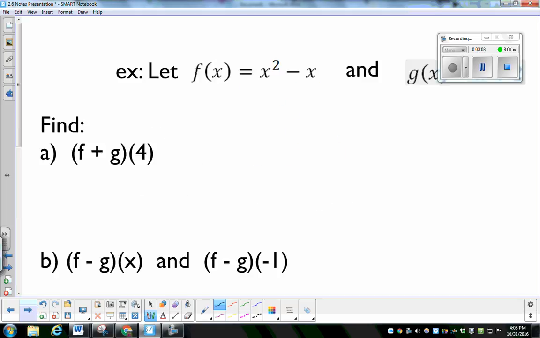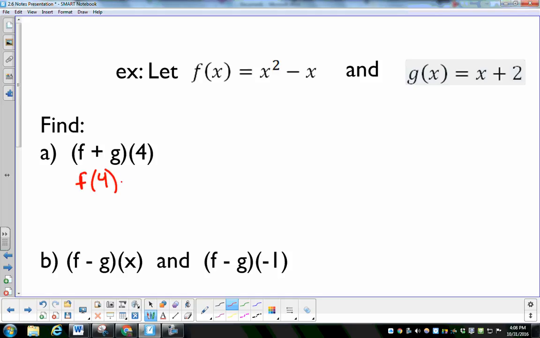All right, so we've got our 2 functions here. f of x is x squared minus x. And g of x equals x plus 2. Go ahead and write those down. Pause it if you need to. So the first thing we're going to find is f plus g of 4. That just means we're going to find f of 4 and g of 4 and add them up. So I'm going to be finding f of 4 and adding it to g of 4. So let's go ahead and just find those things separately and we'll add them up in the end.